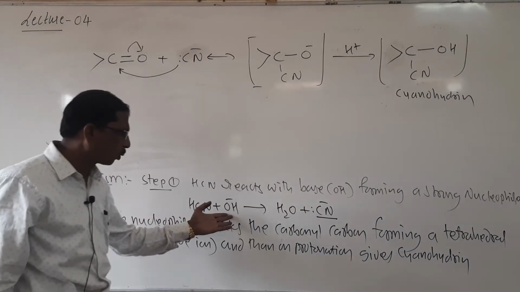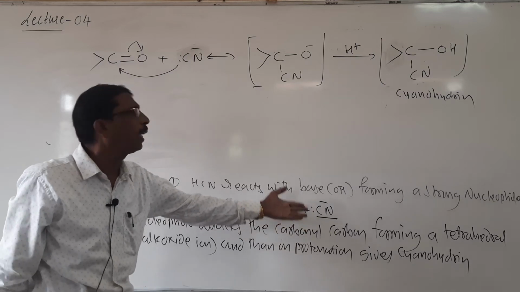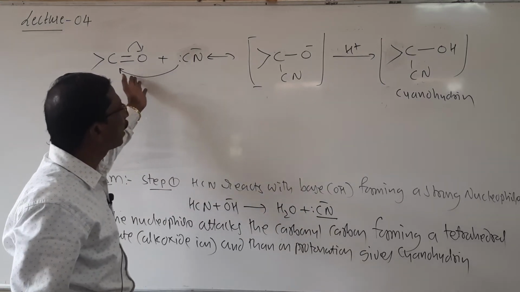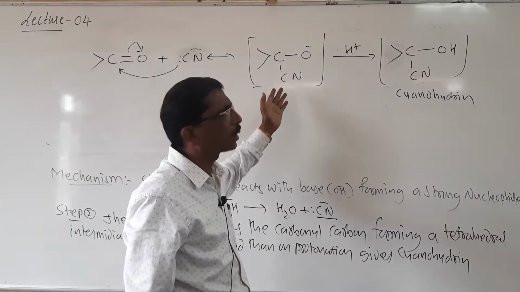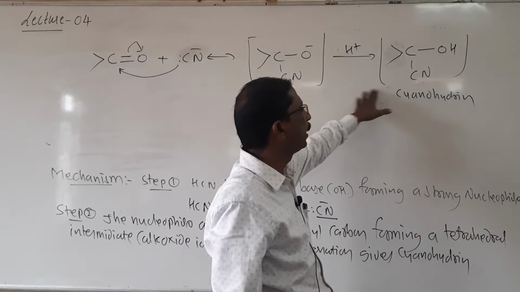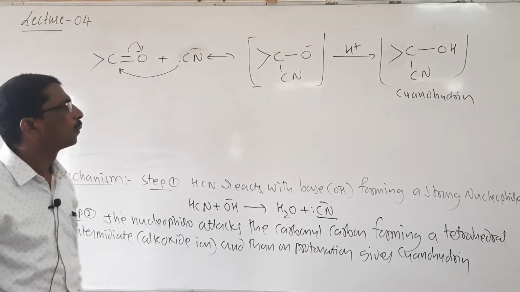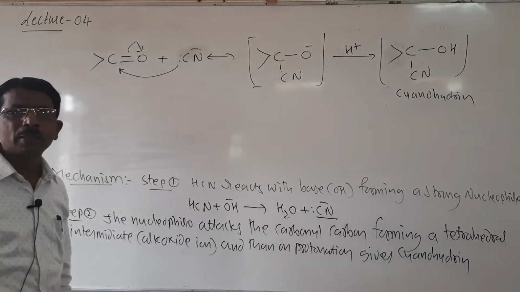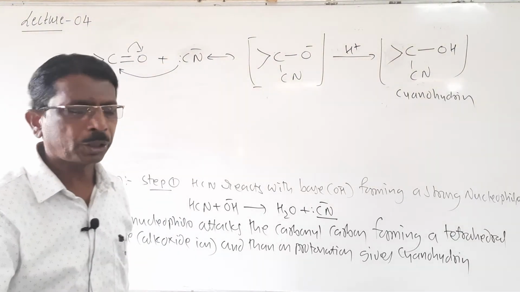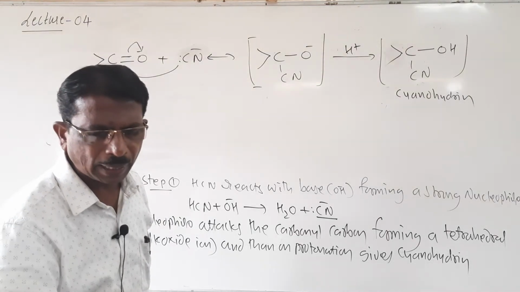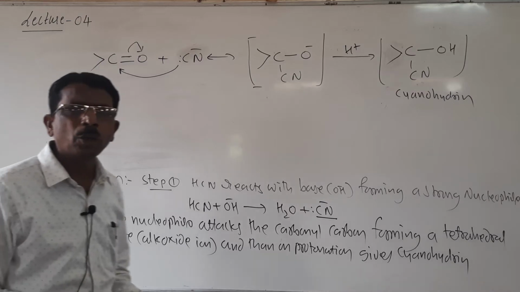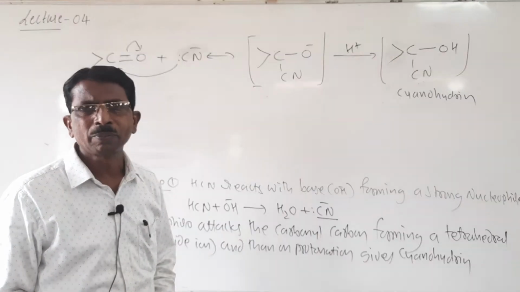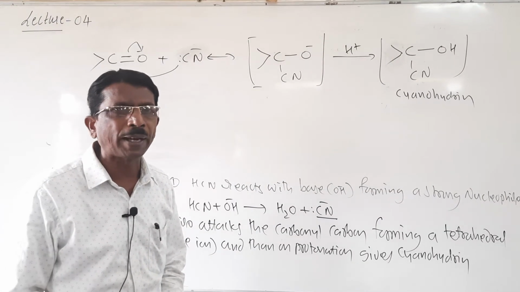Look here students, it is the mechanism. HCN reacts with the base, forming a new strong nucleophile, and the nucleophile attacks the carbonyl carbon, forming the alkoxide ion or tetrahedral intermediate, which is unstable, and after protonation it gives a cyanohydrin. So here it is the mechanism of this reaction. And then let us see the addition of sodium hydrogen sulfite, that is also called sodium bisulfite.